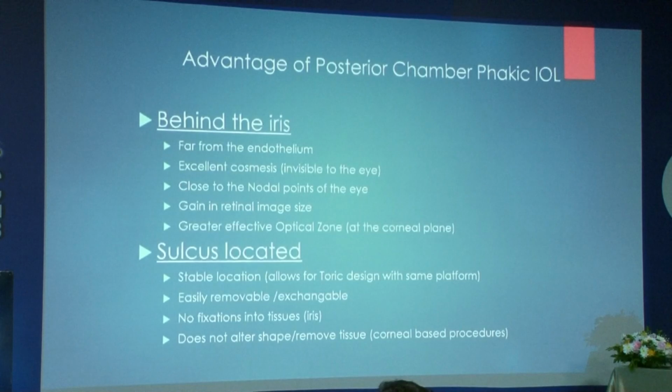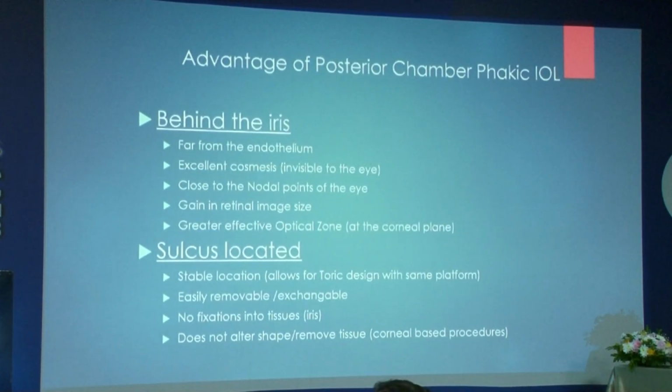The main advantages of posterior chamber phakic IOLs are they lie behind the iris, so they are far from the endothelium, they have excellent cosmesis, and they are close to the nodal points of the eye, so they actually give a far superior quality of vision to the patient than any other procedure. There is also a gain in the retinal image size, again because it is closer to the nodal point, and there is a greater effective optical zone.